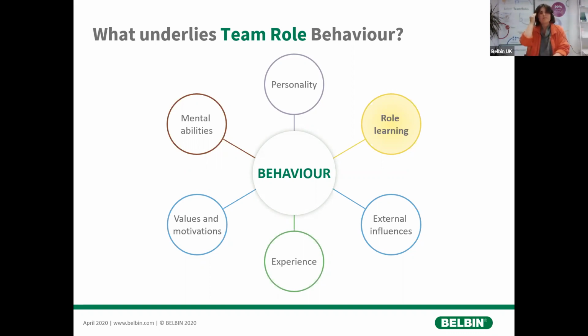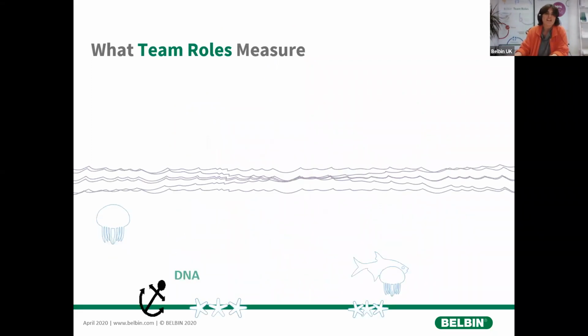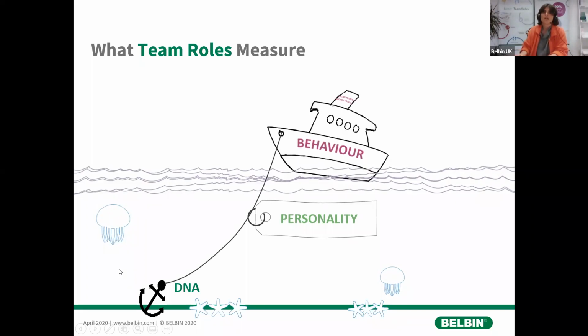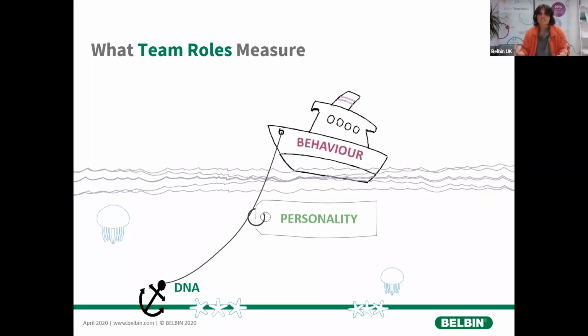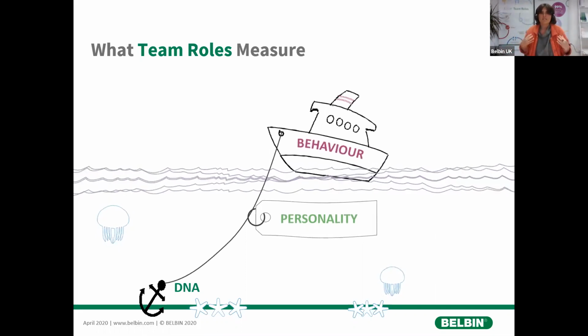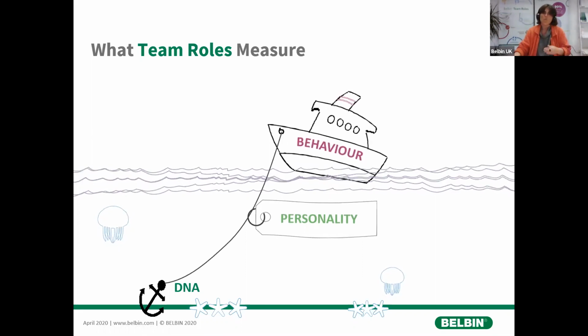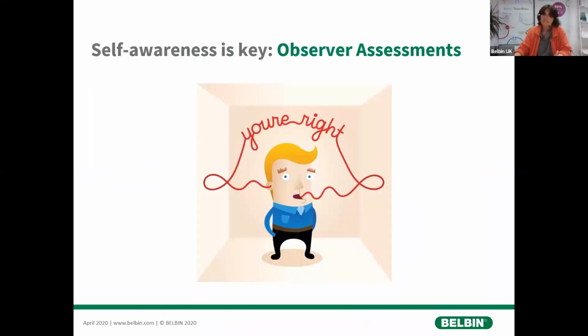other people value. Now, to get a real level of self-awareness, what we really do need to do is find out what other people think, because this is what we're measuring here. We're measuring our behaviour, and this is the bit that's visible for all to see. So if you look down there, you've got your DNA. This is pretty much fixed. Your personality is there. It's just under the surface, but we don't go to work with our personality necessarily on our sleeve. What people are seeing and interacting with is our behaviour, and that's at the top there. And that's why it's so important to get feedback from other people to find out what behaviours they are seeing, what behaviours they are valuing. It really is key to self-awareness.